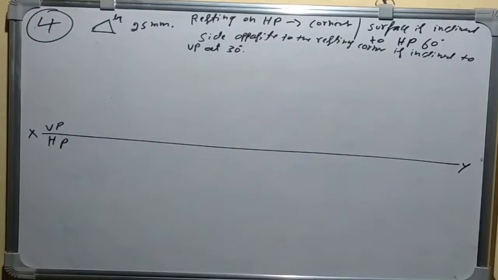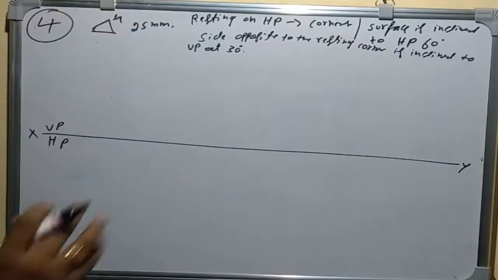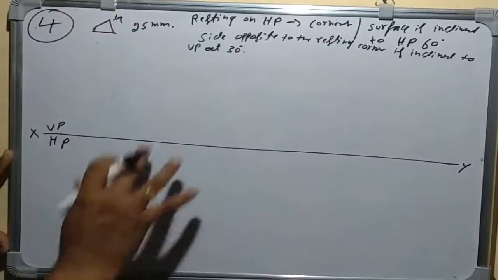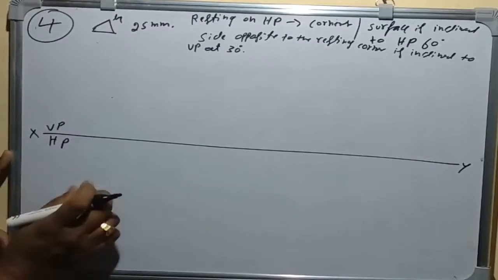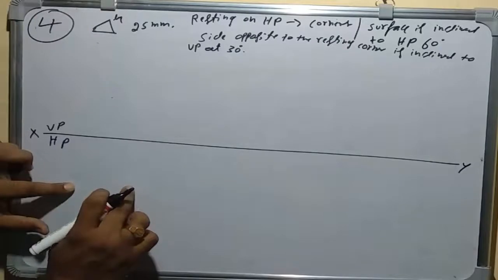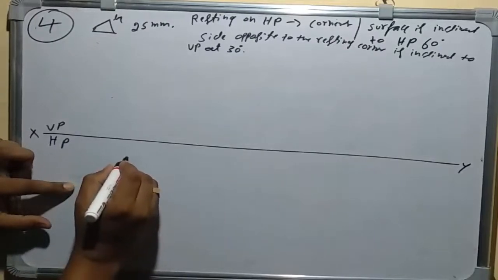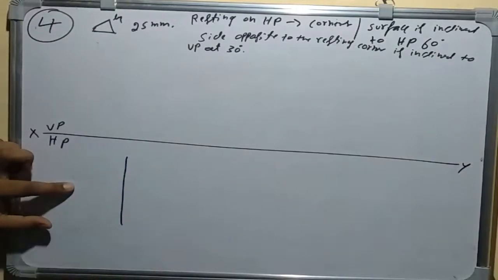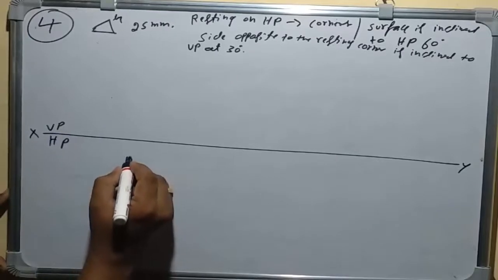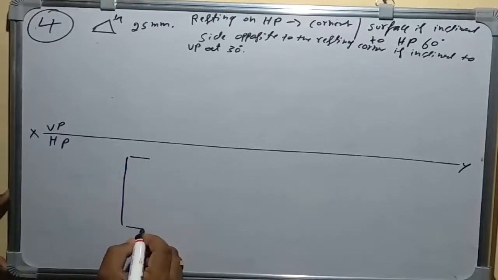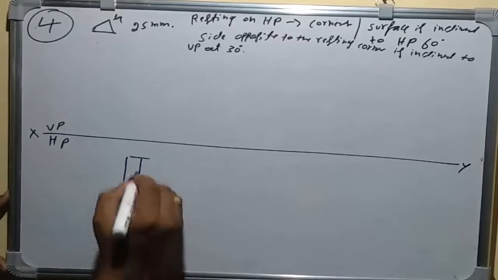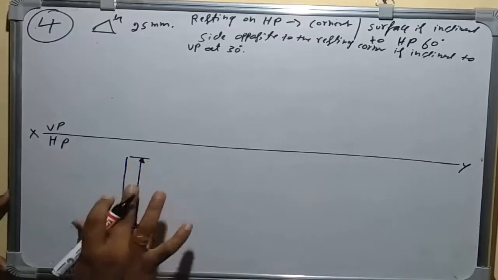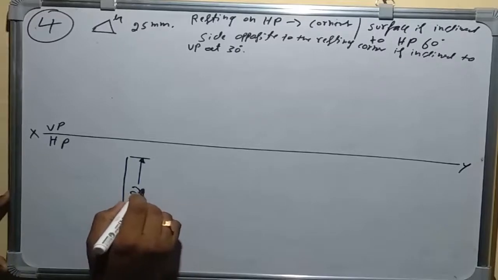So first let me start with the first step. They give resting in HP. We will start from the HP, and the corner condition they gave: the corner should be on the left side, so keep some space here, and then draw one perpendicular line of length 25, and then we can give the dimension for this by using extension lines, dimension line, arrowheads, and then the dimension figure.